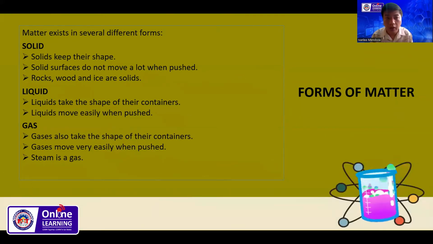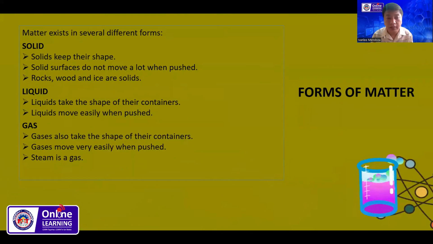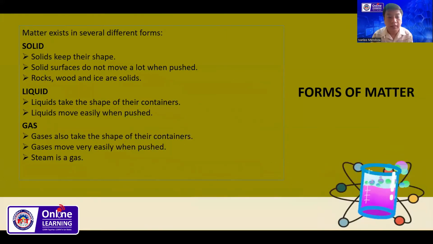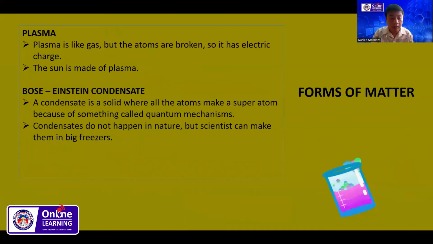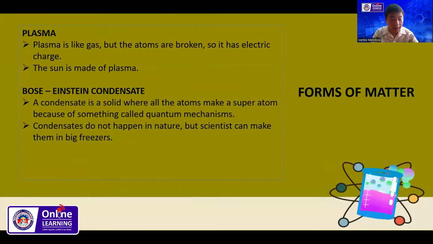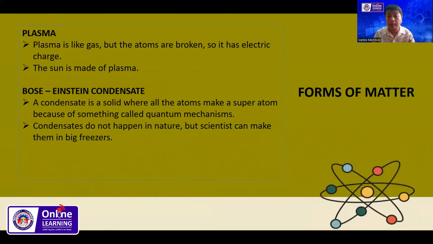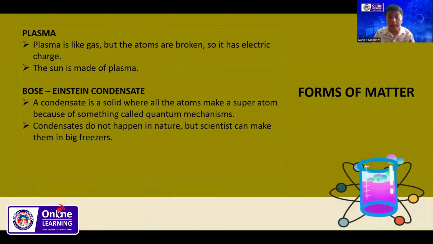Another example of forms of matter, that is gas. Gases also take the shape of their containers. Gases move very easily when pushed, and steam is a gas. Okay. Another, so we have also what we call the plasma. Plasma is like gas, but the atoms are broken, so it has electric charge. Then the sun is made of plasma.